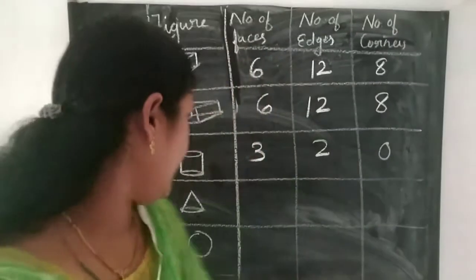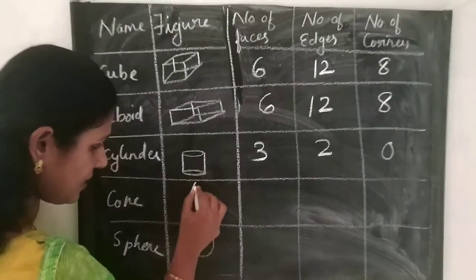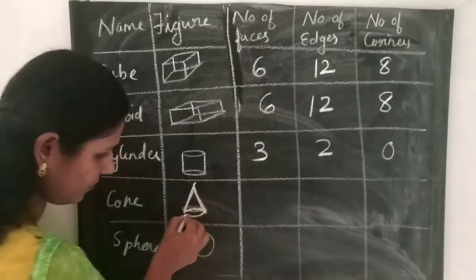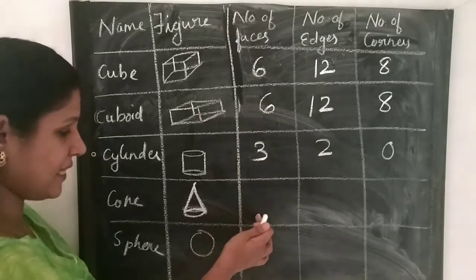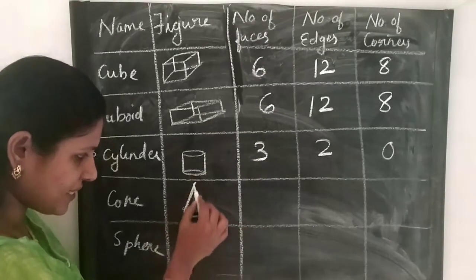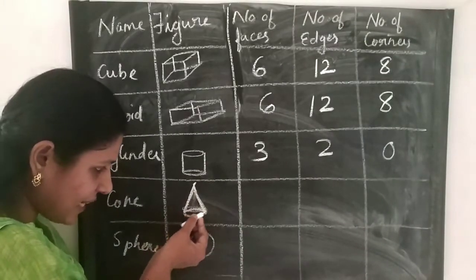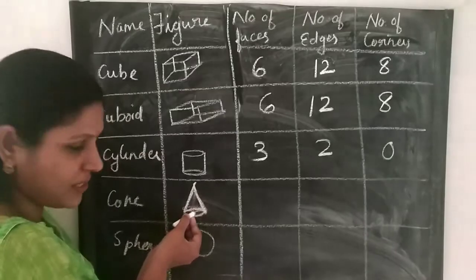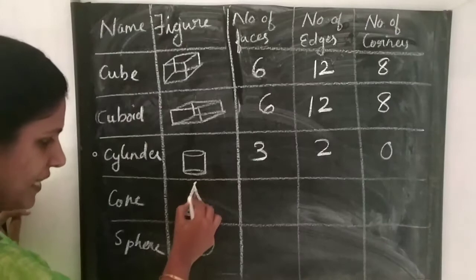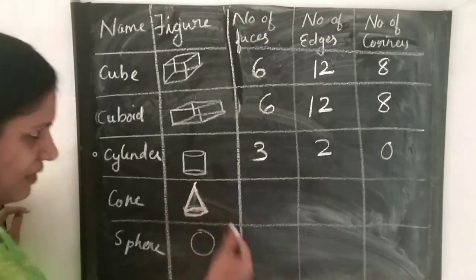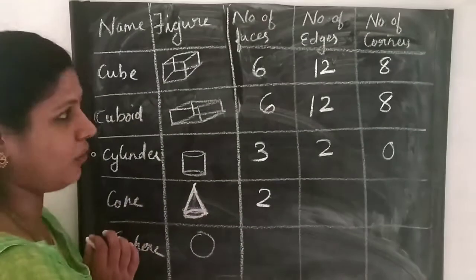Okay. The next is cone. Cone is this shape. Cone is this one. First we find the number of faces. Here one face is this one. See this. This is one face. The last, the back side, the base portion. See this. This is the second face. One face is this and the second face is this one. So there are 2 faces in the case of a cone.